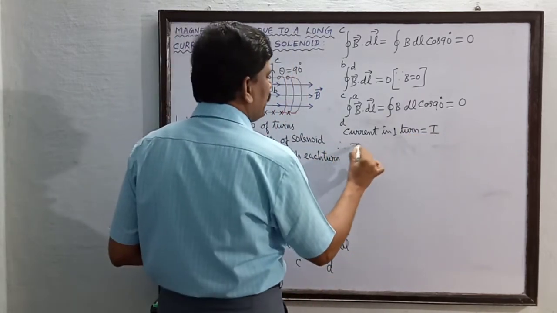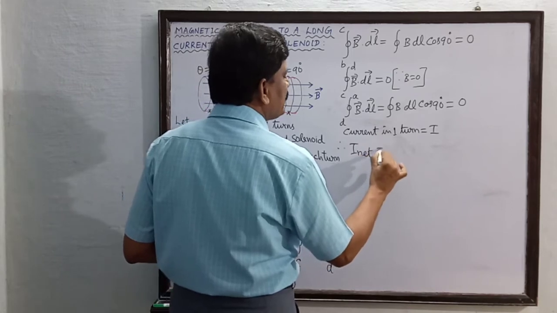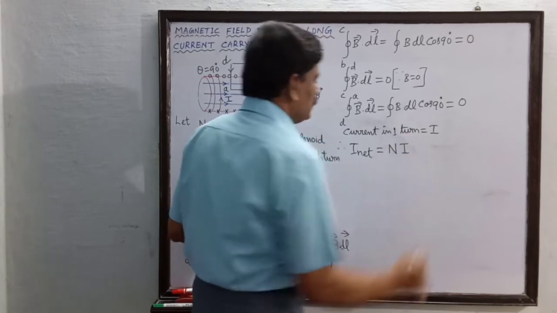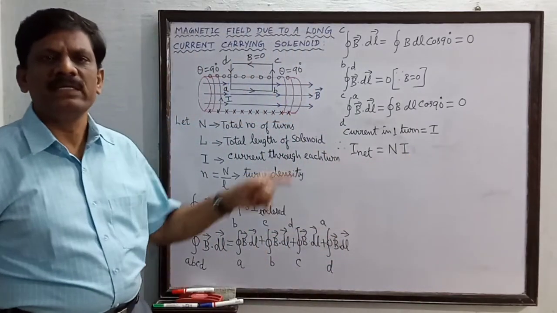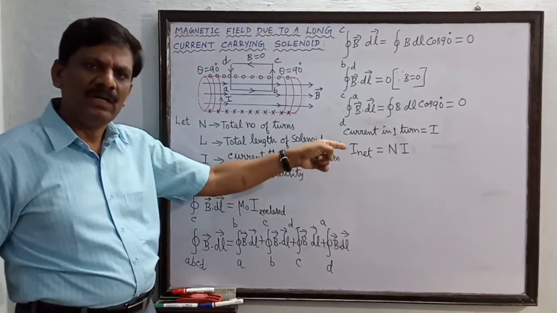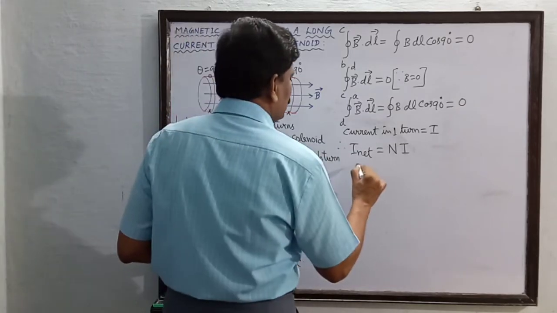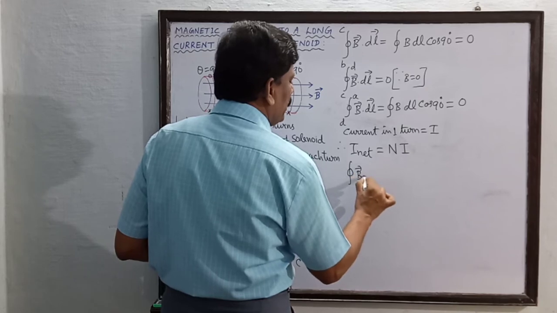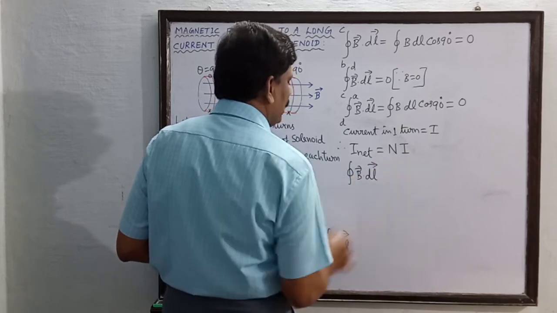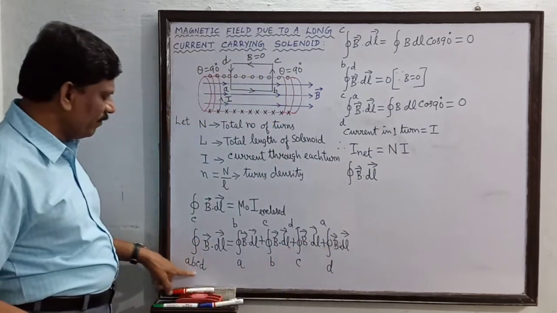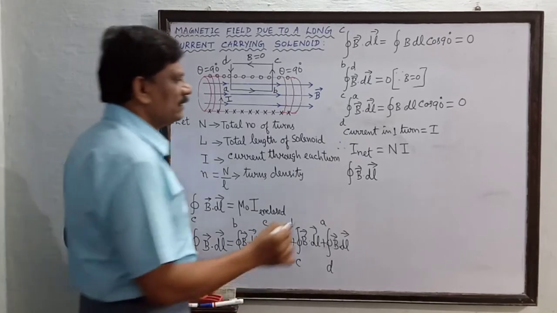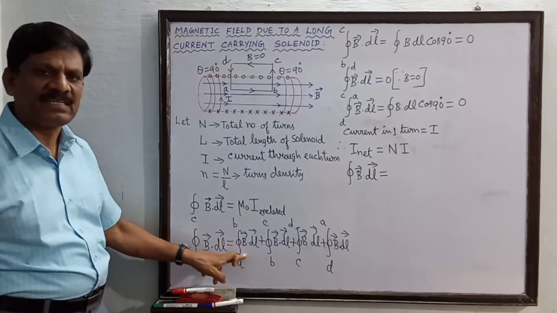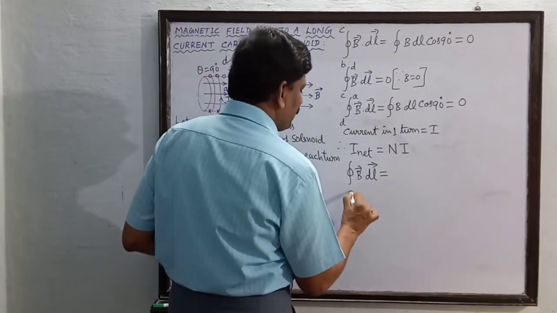Therefore net current is equal to the total number of turns N into I. So net current is equal to what? N into I, is it not? N into I. Then closed integral B dot dl for this ABCD is now equal to only the first term is remaining. So this first term is what?